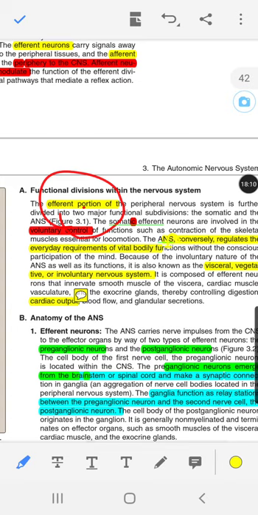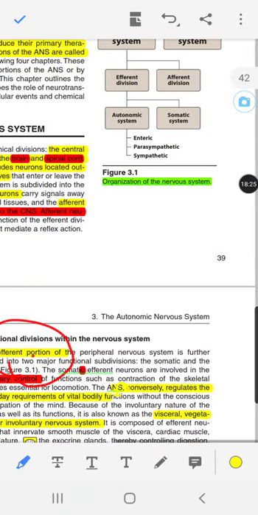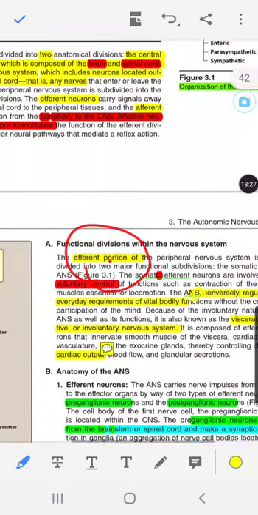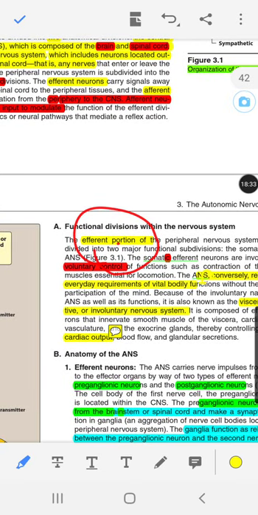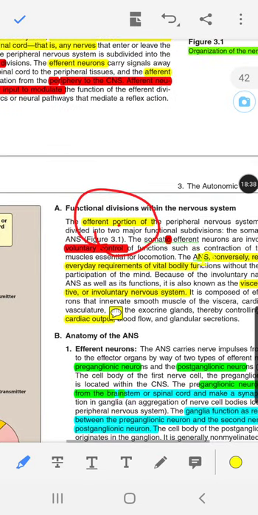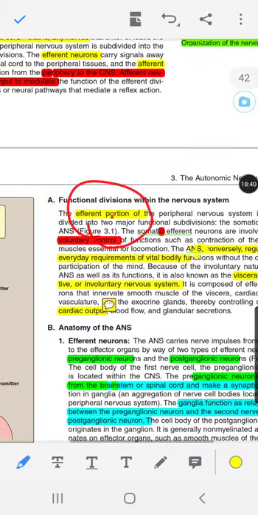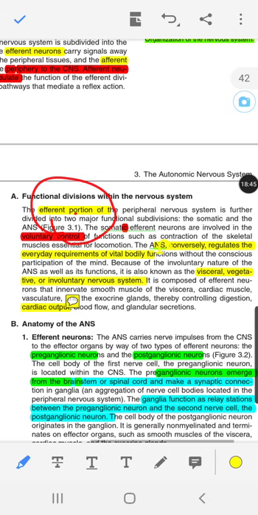So up till now we have learned the functional divisions in our system, which is the efferent portion and afferent portion. First of all, we have studied the efferent portion. The efferent portion is further divided into two parts, autonomic and somatic. The somatic one, which is under our control, like the skeletal muscles, which we use for our locomotion. And the ANS, autonomic nervous system, which is not under our control. So it is also called visceral, vegetative or involuntary nervous system.